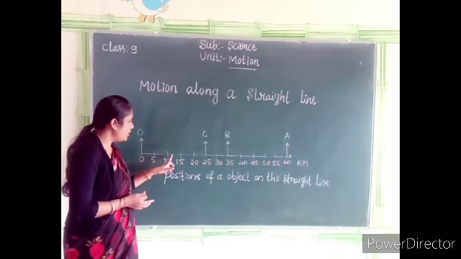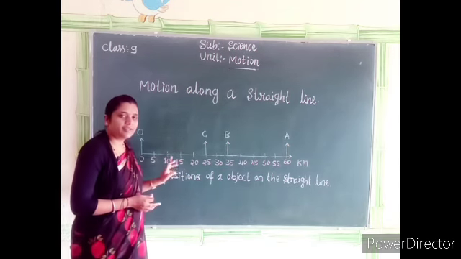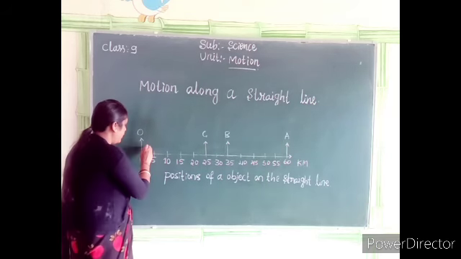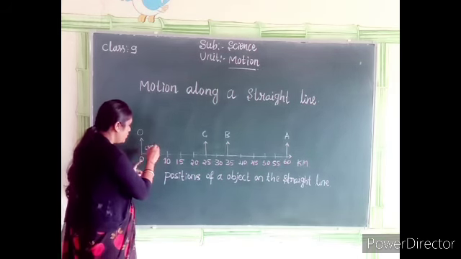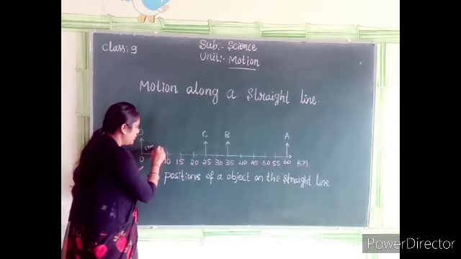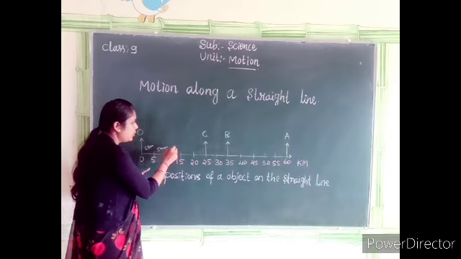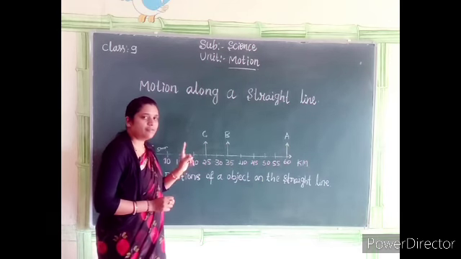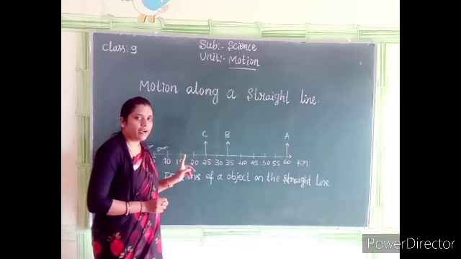So these are called intervals. Every interval has a constant unique value. So here we have 5 kilometers. 0 to 5 is 5 kilometers. 5 to 10 is 5 kilometers. So up to 60, every interval has 5 kilometers. This is a unique value.